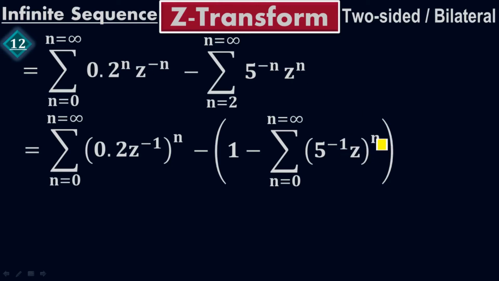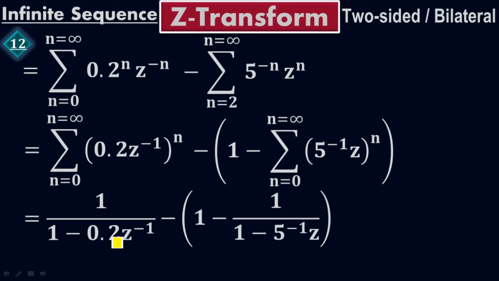When you apply the power, you will get back the same 5 to the negative n times z to the positive n. So it equals 1 over 1 minus 0.2 times z to the negative 1, minus 1 over 1 minus 5 to the negative 1 times z. Whatever stuff you have inside the parentheses, you're going to plug in here.